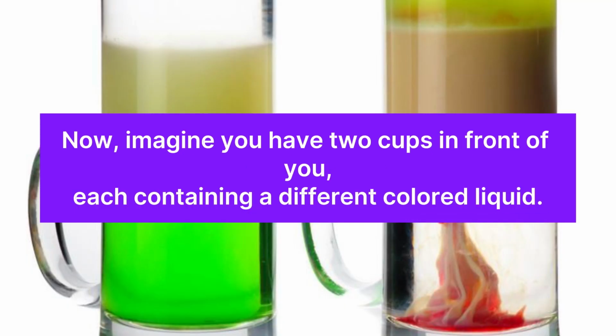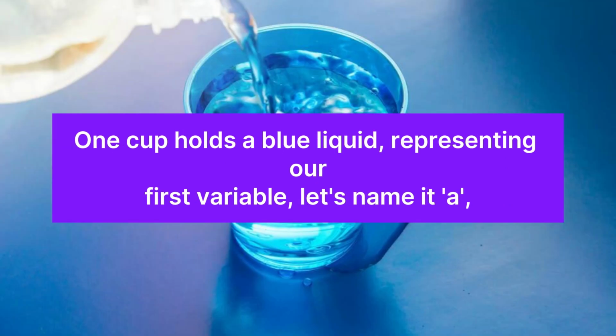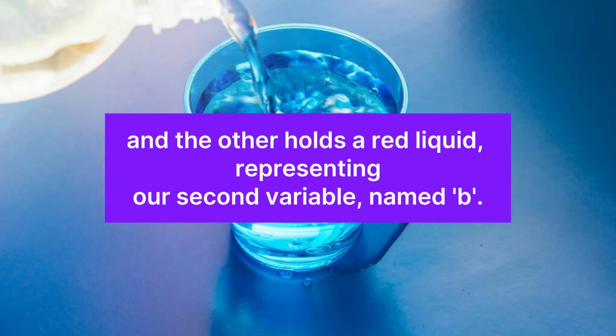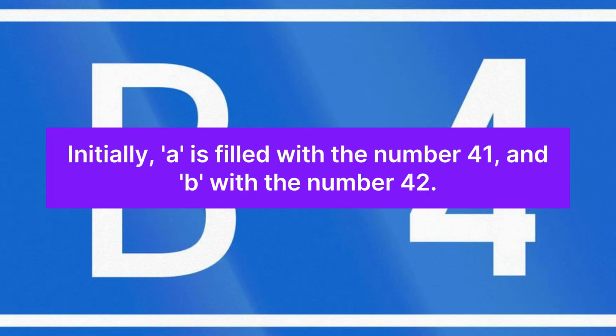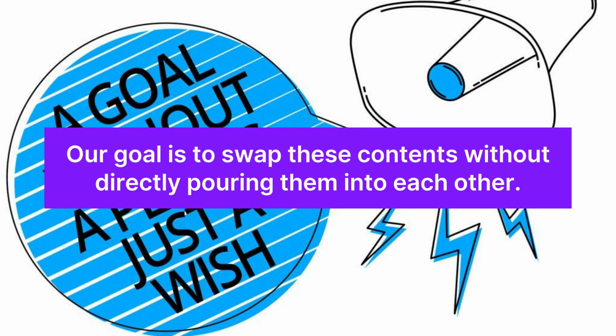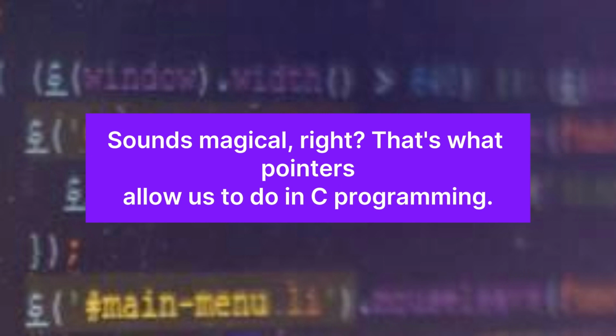Now imagine you have two cups in front of you, each containing a different colored liquid. One cup holds a blue liquid, representing our first variable. Let's name it A. And the other holds a red liquid, representing our second variable, named B. Initially, A is filled with the number 41, and B with the number 42. Our goal is to swap these contents without directly pouring them into each other. Sounds magical, right? That's what pointers allow us to do in C programming.